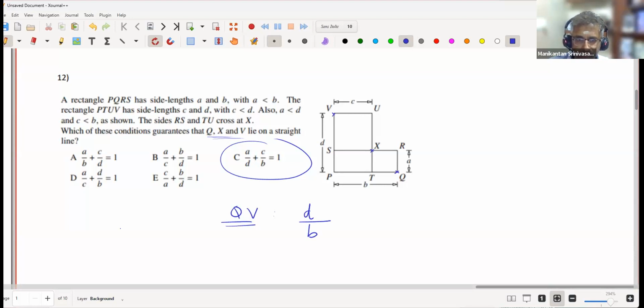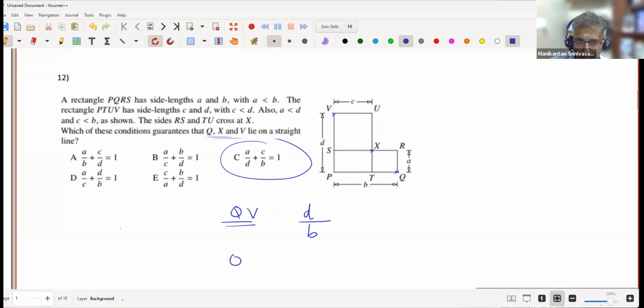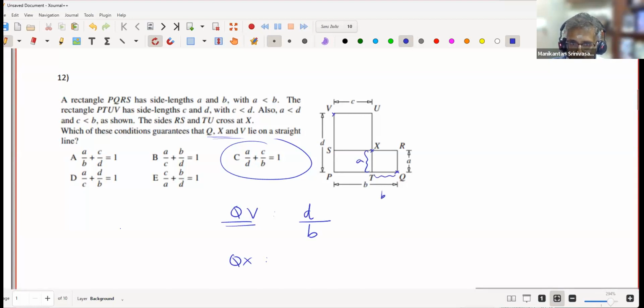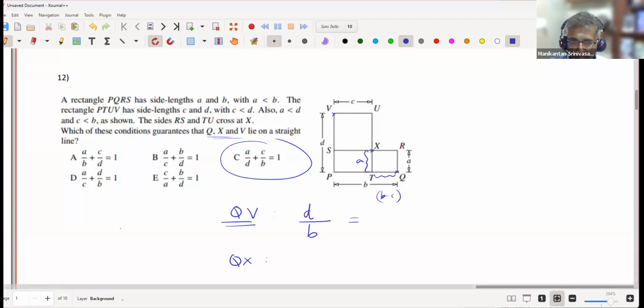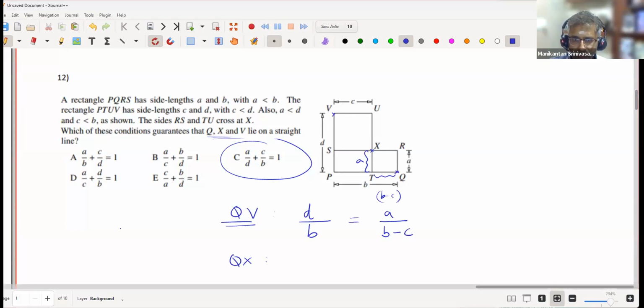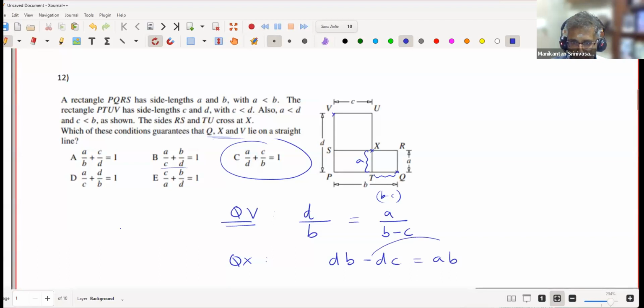Suppose you have to go from Q to X or X to Q, then you have to go down by A, and then you have to go horizontally by B minus C. Okay, so this must match A upon B minus C. Right, A upon B minus C. And now if you just cross multiply, you should be able to get DB minus DC equal to AB. Okay, and all of these answers are plus, plus, plus. So I'll move the DC to this side. So I'll say AB plus CD equal to BD.